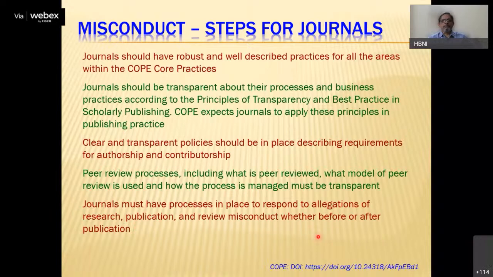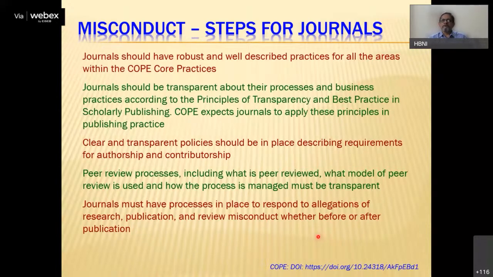Then journals should be transparent about their processes and business practices according to the principles of transparency and best practice in scholarly publishing. So COPE expects journals to apply these principles in publishing practice also. So then you must have very clear and transparent policies in place to describe requirements for authorship and contributorship. These policies for authorship and contributorship I'll be discussing in the next lecture.